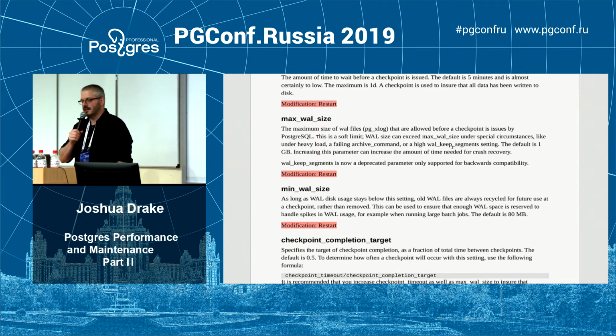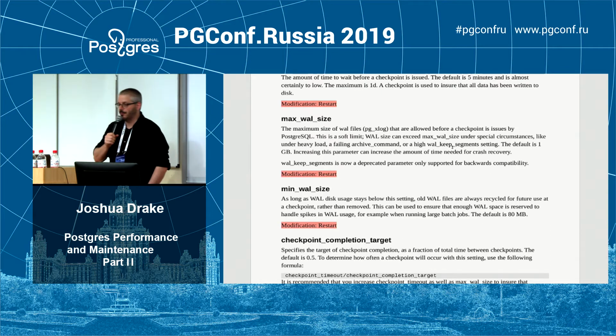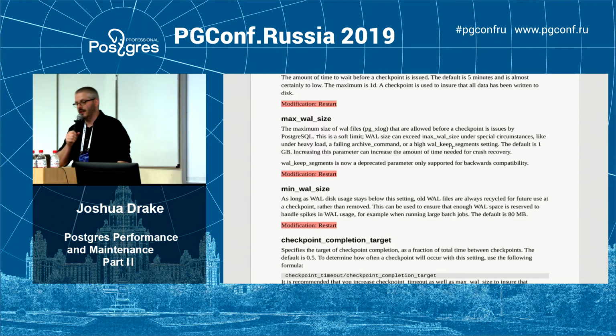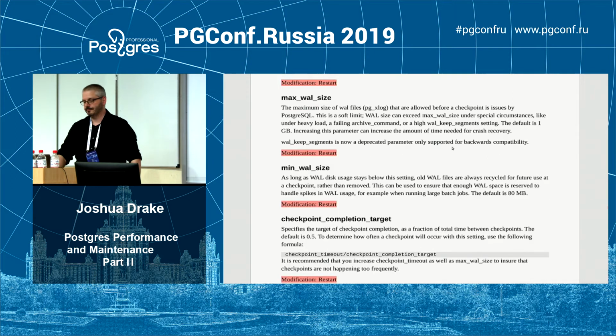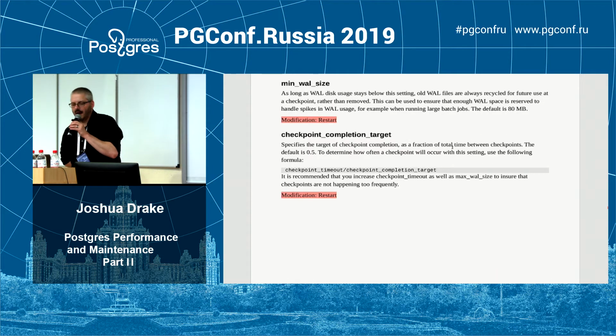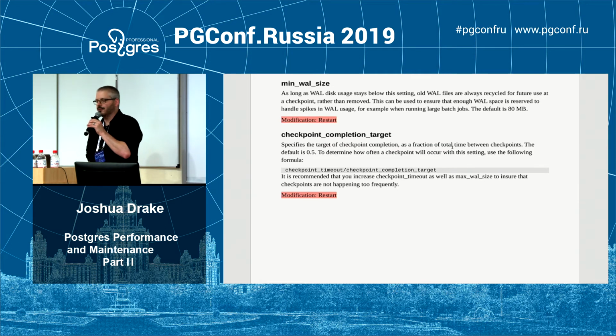Increasing this parameter can increase the amount of time needed for crash recovery. Wal keep segments is now a deprecated parameter, only supported for backwards compatibility. That's true. Now you use max wall size or replication slots. Min wall size. As long as WAL disk usage stays below this setting, old WAL files are always recycled for future use at a checkpoint rather than removed. This can be used to ensure that enough WAL space is reserved to handle spikes in WAL usage, for example, when running large batch jobs or bulk loading. The default is 80 megabytes.